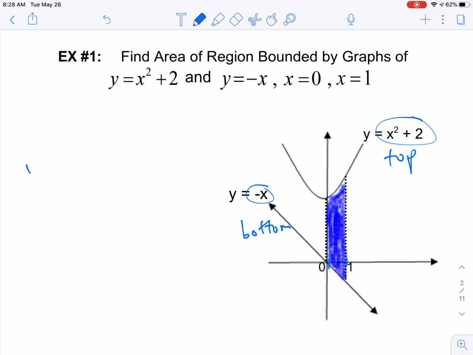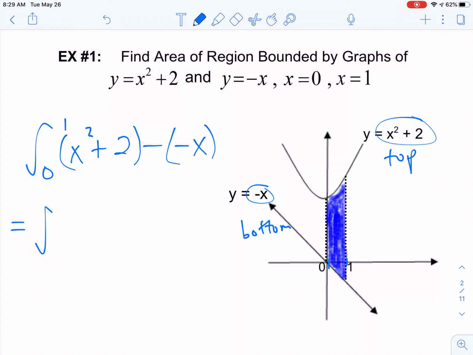Okay, so here's our integral from 0 to 1. The top curve is x squared plus 2. The bottom curve is negative x. And you can put them in parentheses if you want. So f of x minus g of x, and then you just simplify that. So it becomes x squared plus x plus 2 dx from 0 to 1.